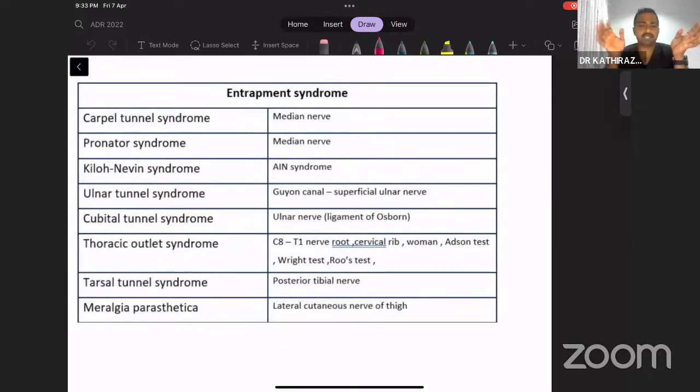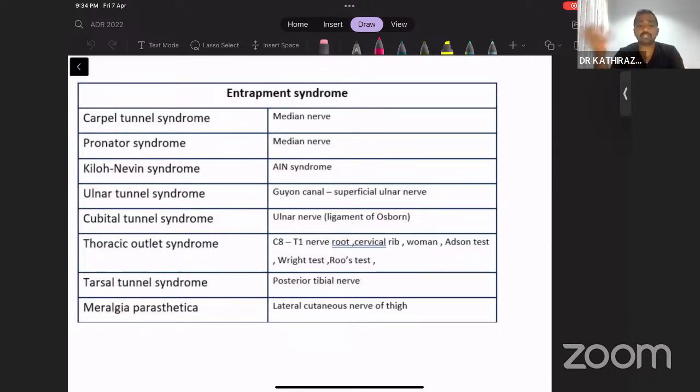So this is like a big list that you may need to know. Carpal tunnel, median nerve. Pronator syndrome, median nerve. Kiloh-Nevin syndrome, anterior interosseous nerve. Ulnar tunnel, which means Guyon canal here. Superficial ulnar nerve. Cubital tunnel: cubital fossa is in the front, cubital tunnel is at the back, at the medial epicondyle. So the nerve is the ulnar nerve.